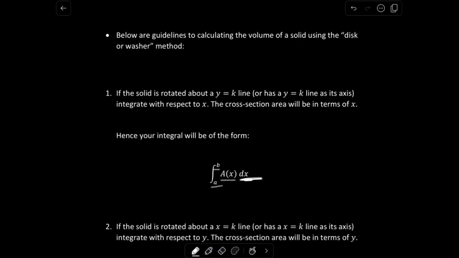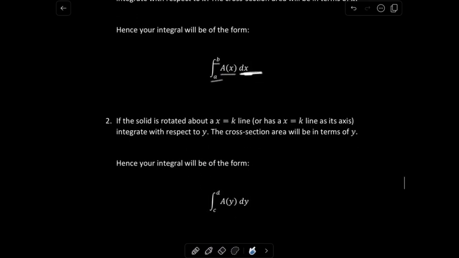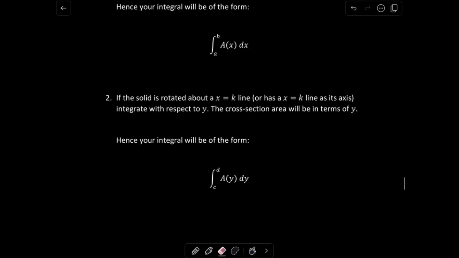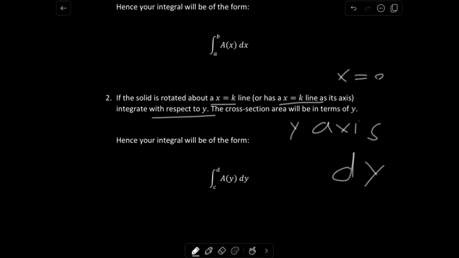All right. Then we have case 2. So if the solid is rotated about a line x is equal to k, or they could say it has the line x is equal to k as its axis, then you're going to integrate with respect to y. Hint, hint, dy. I just want to state one more thing here. If they say it's being rotated about the y-axis, think about the equation of the y-axis. That is x is equal to 0. So it's going to satisfy case 2.